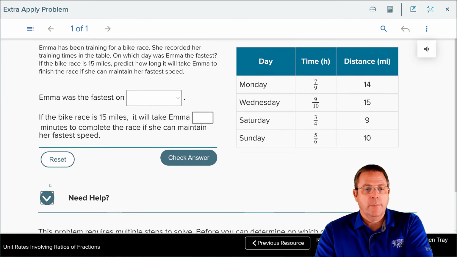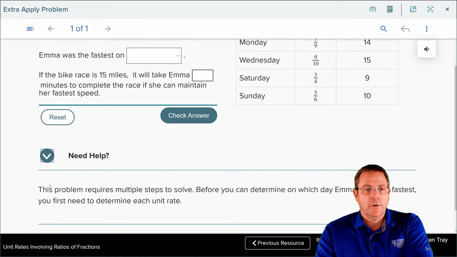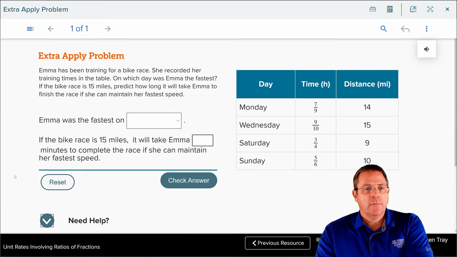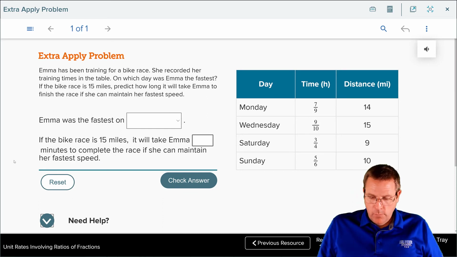If you need some help, there's a little help there you can use. They're suggesting finding the unit rate for each one. That's what I did last time. Found out how many miles per hour it was in each one. You all get started, and I look forward to seeing how many of you get it right.